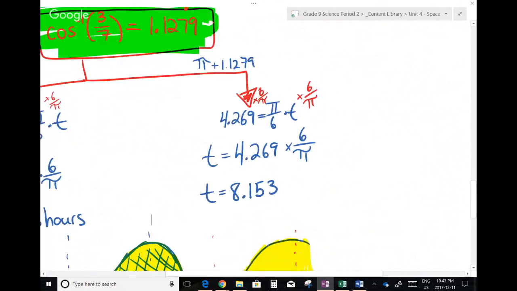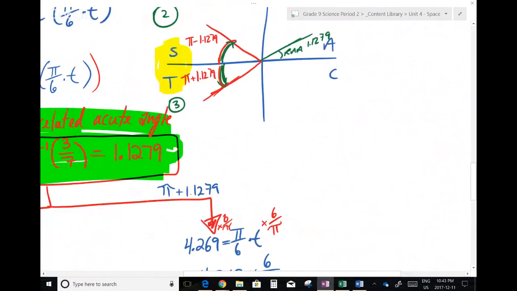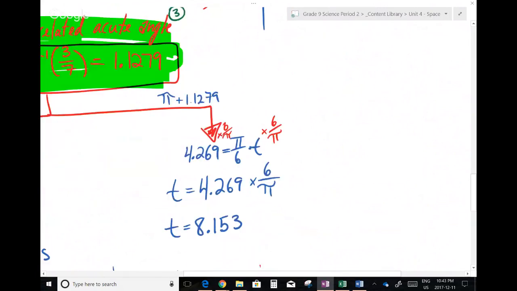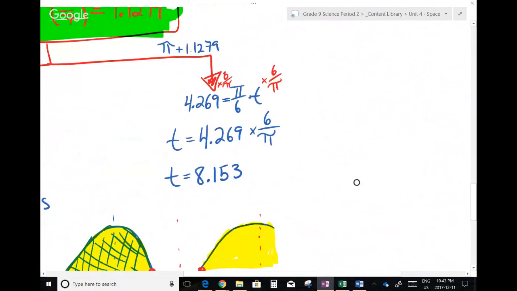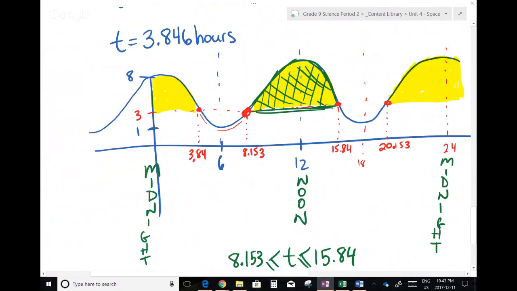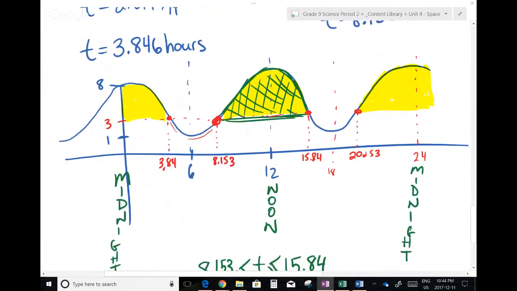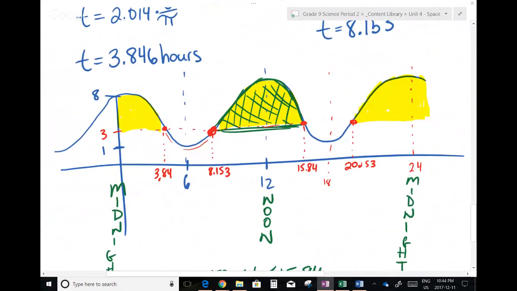Over here we're doing the same thing, but this time with the second angle, 1.1279 plus pi, which is 4.269. Again, we're going to multiply by 6 over pi to isolate t. We get t is equal to 4.269 times 6 over pi. That gives us a time of 8.153 hours. And if I sketch that out, we're looking for times when the water is deeper than that. So we want deep water. We want the water when it is deeper than 3 meters.